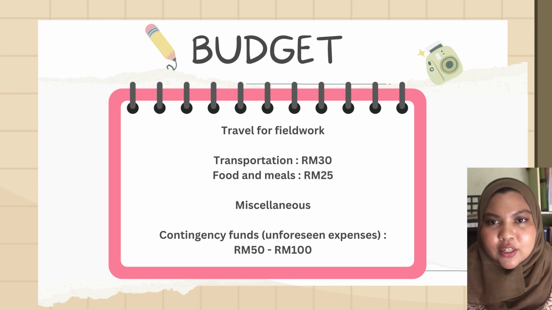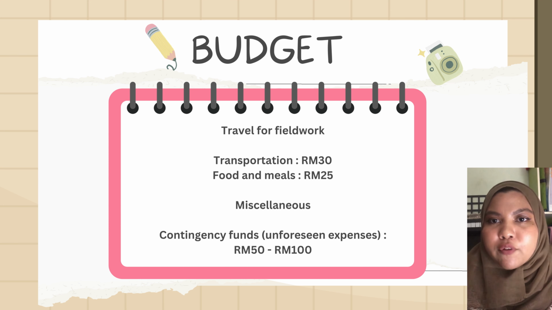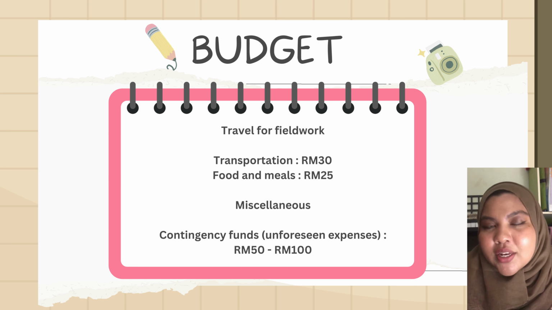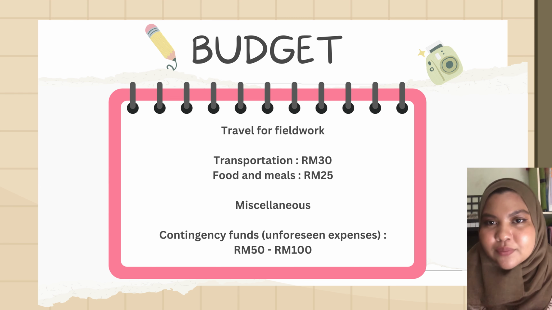For the budget, to travel to the fieldwork, the transportation is 30 ringgit Malaysia, and for food and meals is 25 ringgit Malaysia. The location of fieldwork is not far, so the transportation is cheap. So the contingency fund is between 50 ringgit and 100 ringgit Malaysia.